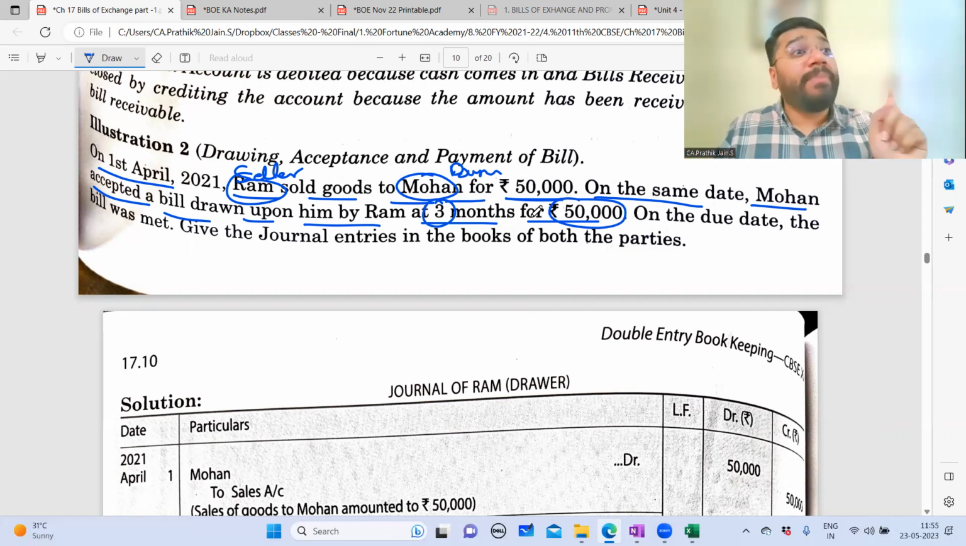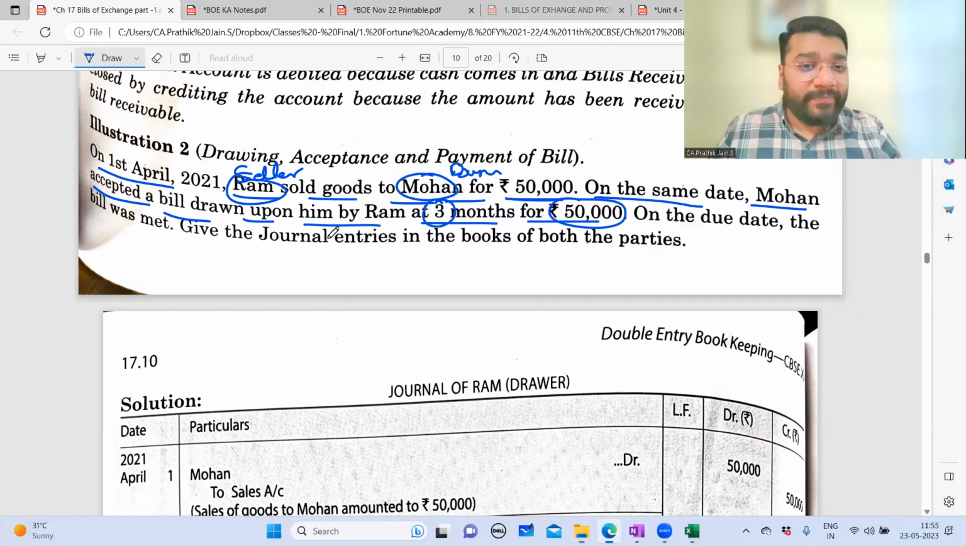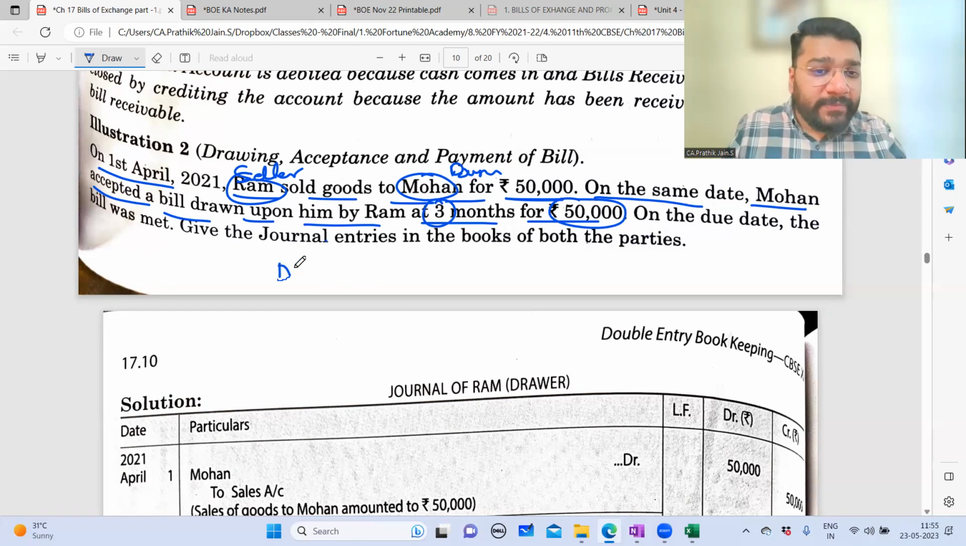Term of the bill, not term period. I'm asking term of the bill. Term of the bill is nothing mentioned. Nothing mentioned. The question means always after date. After date means what? Issue date plus credit period plus 3 grace days. So what is my due date, please?